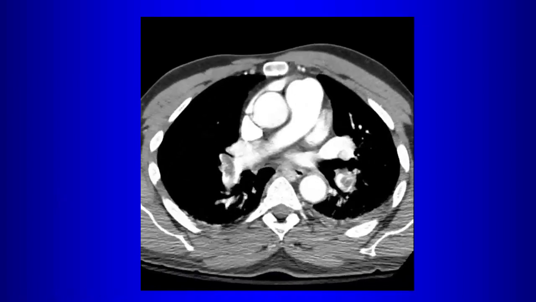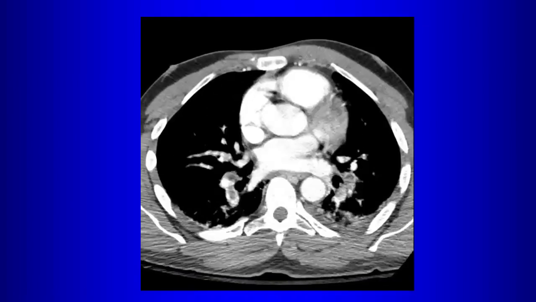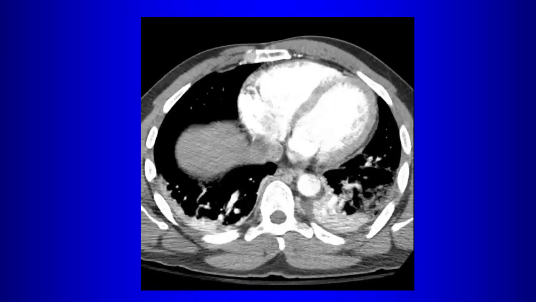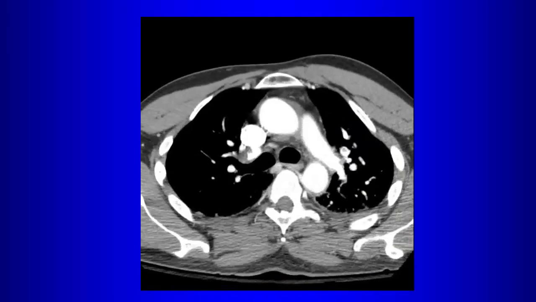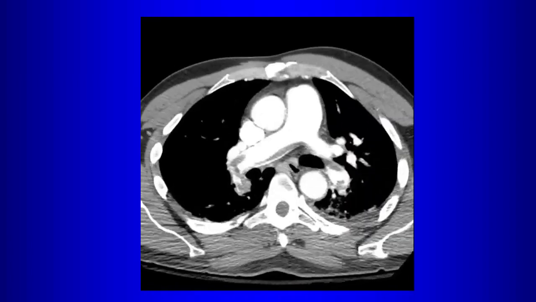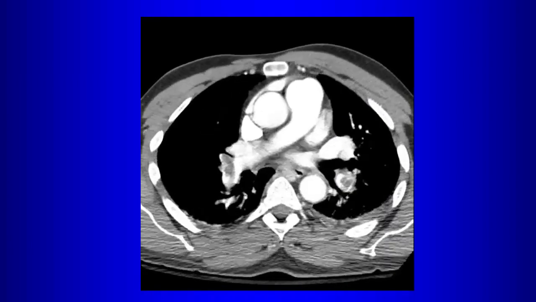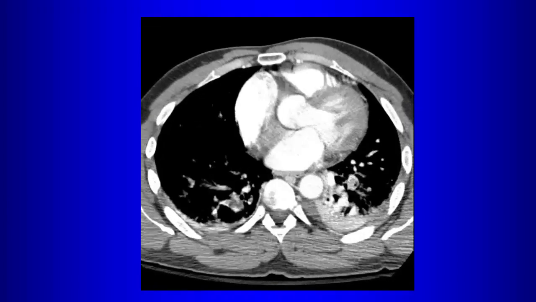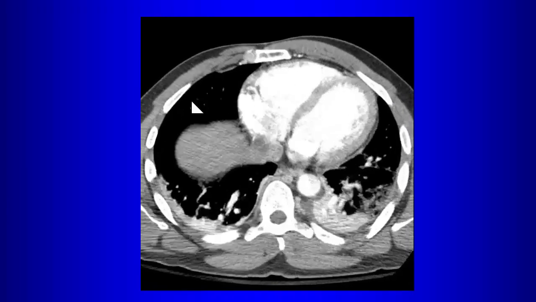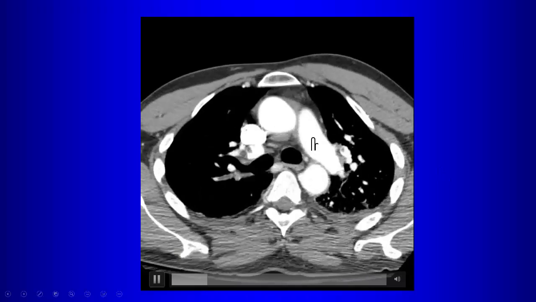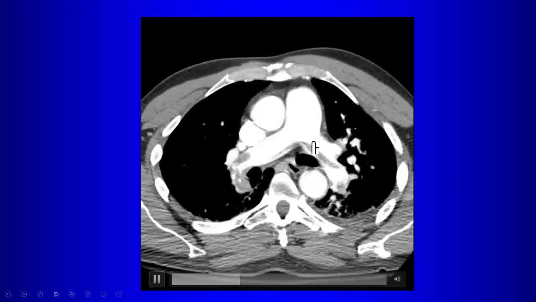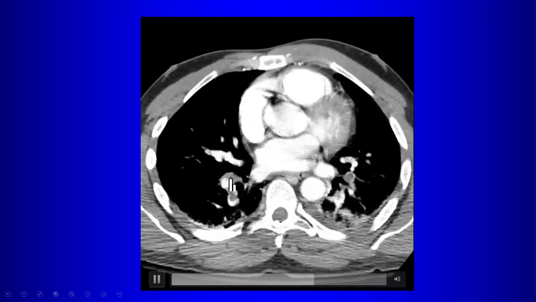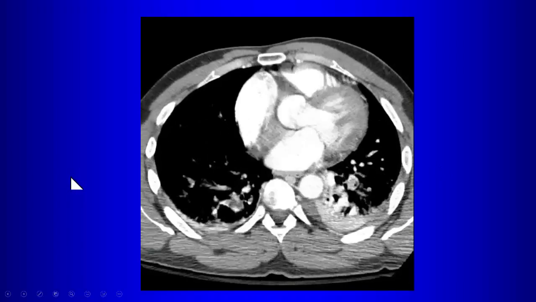So, any problem here? So what do we see here? Yeah, there's a large saddle pulmonary embolism. So you can see that the filling defect bridges the pulmonary artery bifurcation, that's a saddle PE, and extends down into the interlobar arteries and the segmental arteries.